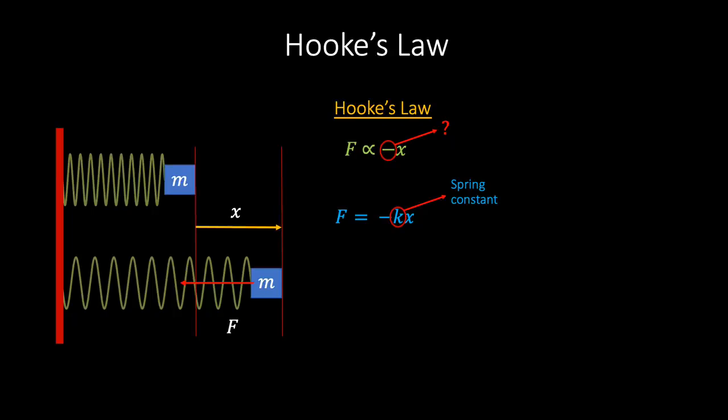Next, consider what would happen if the spring was extended and then released. Clearly, the restoring force acting on the mass would cause the mass to accelerate according to Newton's second law, and therefore we can replace F with ma and write ma equals minus kx. If we then rearrange this expression, we get a equals minus k over m x.